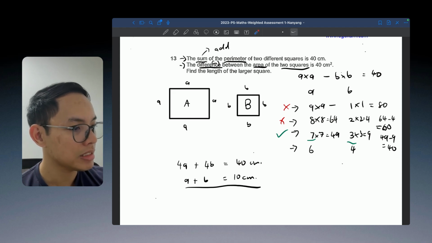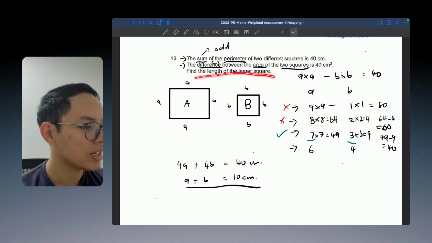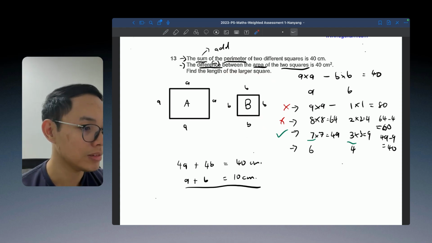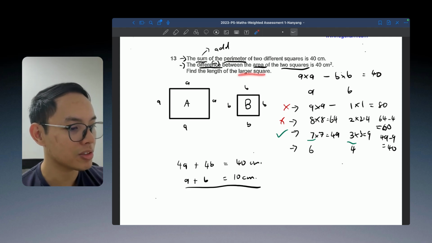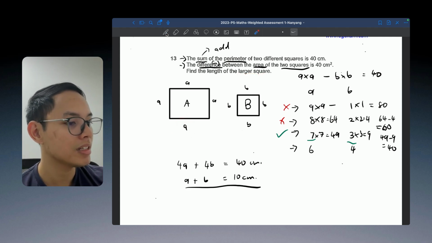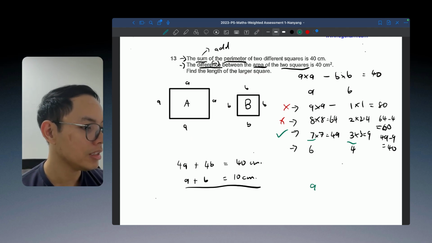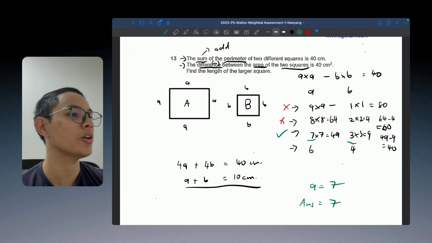Now the last part is to find the length of the largest square. The length of the largest square is not B, it's A, right? So that means the length of the largest square should be A, which is 7. So your answer is 7. There you go.